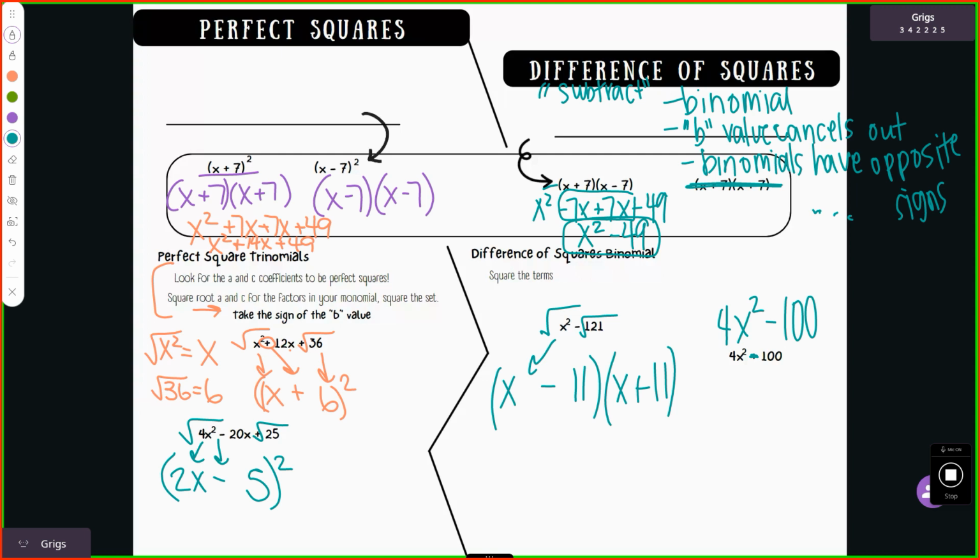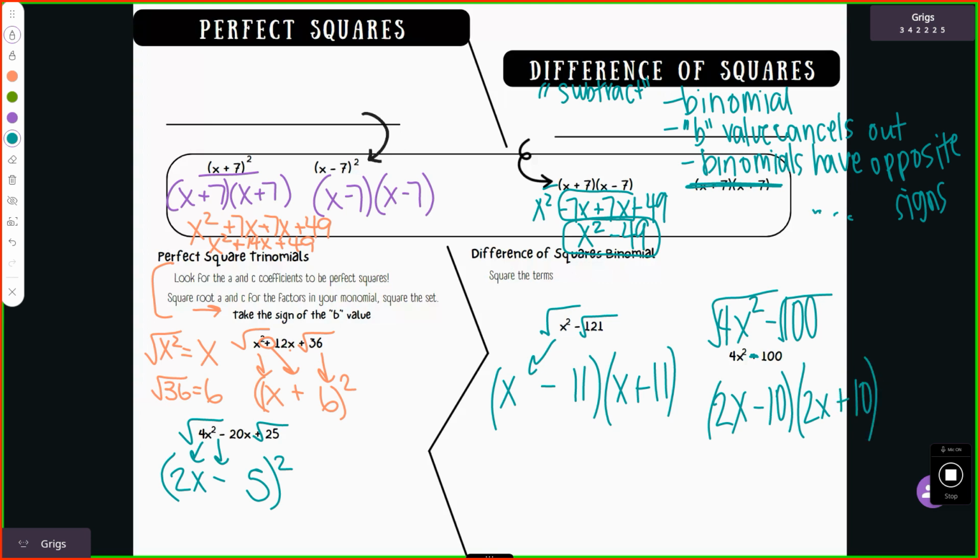And the same effect over here. If I have 4x squared, what's the square root? 2x. Oh my gosh. Trip answered me. That is wild. What's the square root of 100? 10. And difference of squares have opposite signs. So I'd have 2x minus 10 and 2x plus 10.